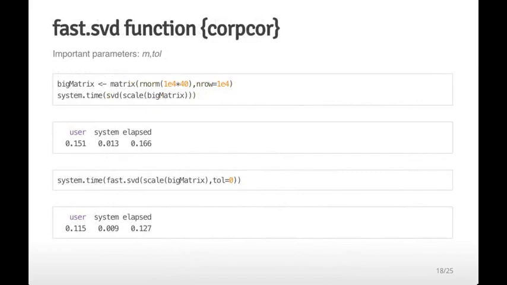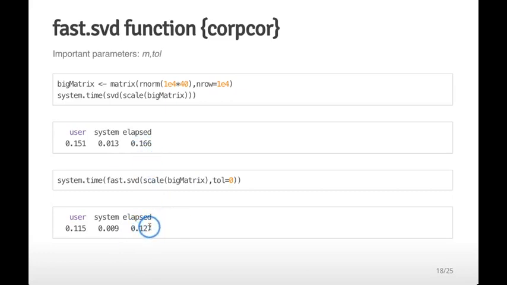You can actually perform the singular value decomposition much faster when the data set is built so that either the number of rows is much smaller than the number of columns, or the number of columns is much smaller than the number of rows. Here I've created a larger matrix, big matrix, that has 10,000 rows and 40 columns, so the number of rows is much larger than the number of columns. If I perform the singular value decomposition on this big matrix object, I see that it takes about 0.16 seconds to perform that operation. If I use the fast.svd function, it actually performs the calculation substantially faster, so 0.127 seconds.